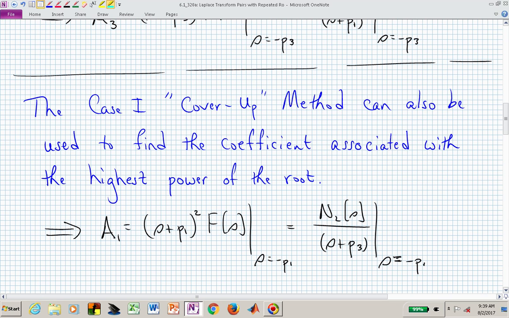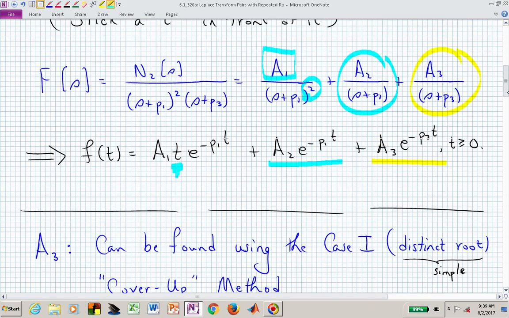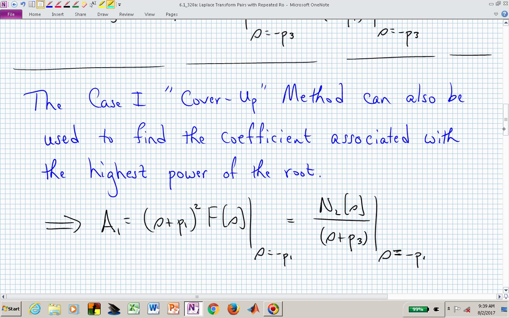We can multiply through by that denominator factor underneath a sub 1, which is s plus p1 squared, multiplying that times the transform, capital F of s. That s plus p1 squared cancels the s plus p1 squared in the denominator, and so we don't have any issues with something vanishing or blowing up when we're solving for a sub 1. A sub 1 will just be the number that comes out of putting s equal to minus p1 in that expression, N sub 2 of s over s plus p sub 3.